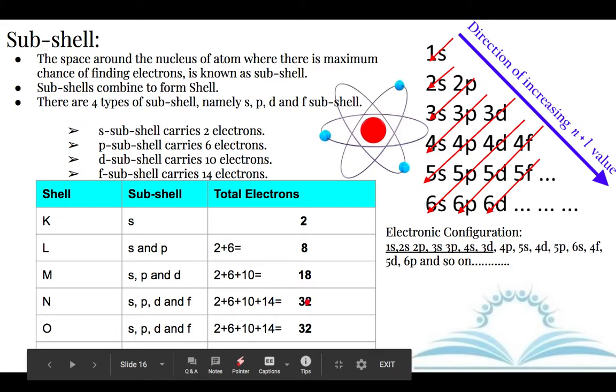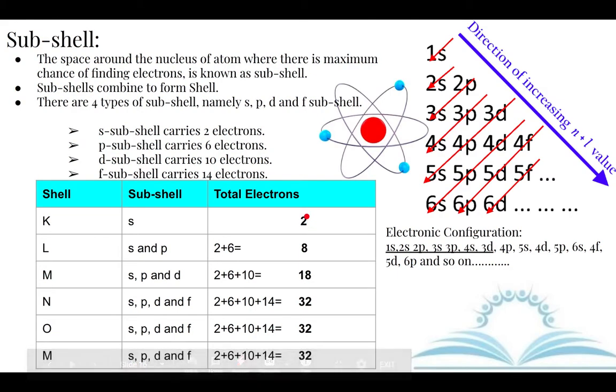That means, according to the subshell rule, the first orbit can carry 2 electrons because it is made up of only the s subshell. The second orbit can carry 8 electrons because it is made up of s and p orbitals. The M shell can carry 18 electrons because it is made up of s, p, and d orbitals.